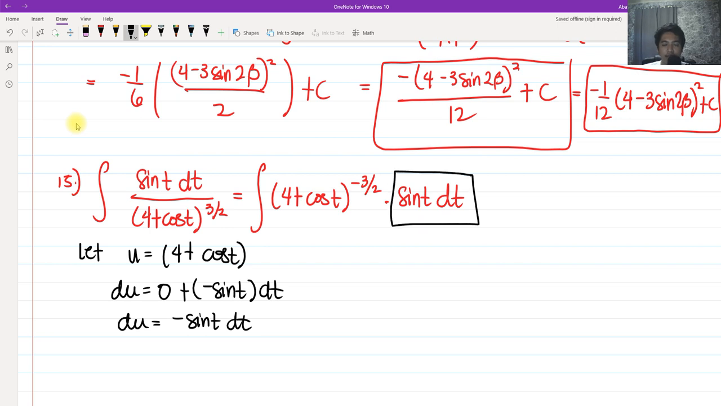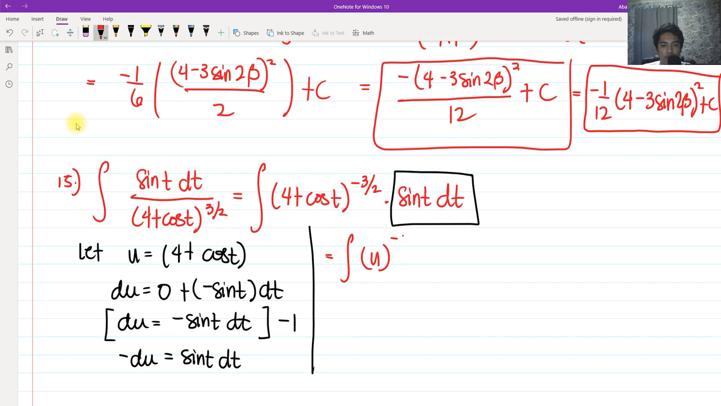Since I only have sine t dt, I will be multiplying both sides by negative 1 so that this becomes negative du. Then we have sine t dt. And now we can perform u substitution in here. So we have the integral, 4 plus cosine t, we made it as u, and then it's raised to negative 3 halves, because of the exponent, the negated exponent, because we've gotten the reciprocal of that, so that's why it became negative 3 halves. And then multiplied by sine t dt equals negative du. So we have negative du here.